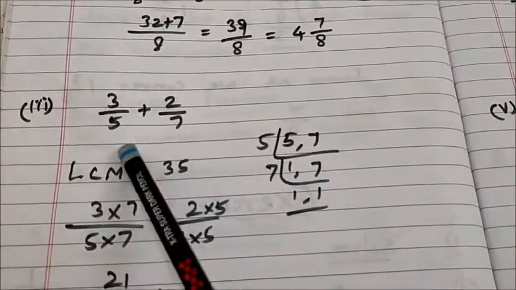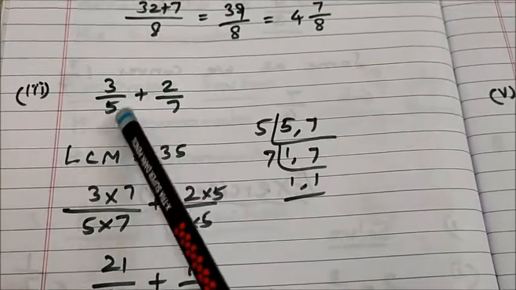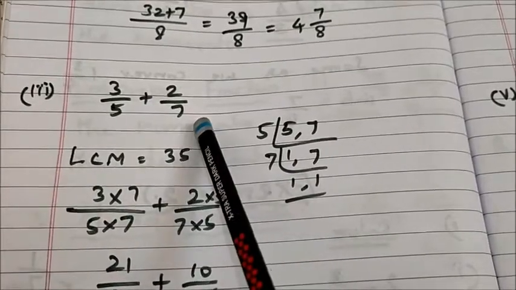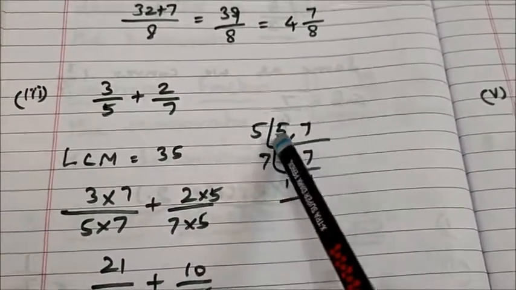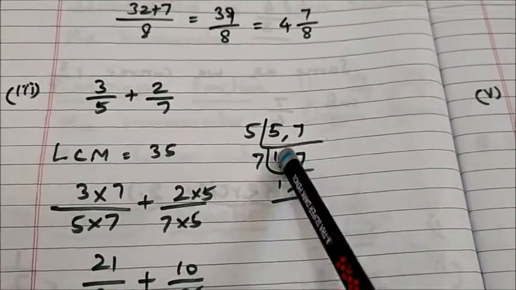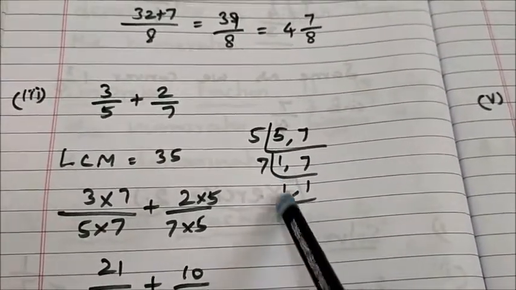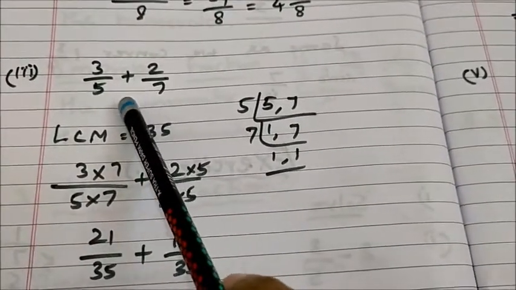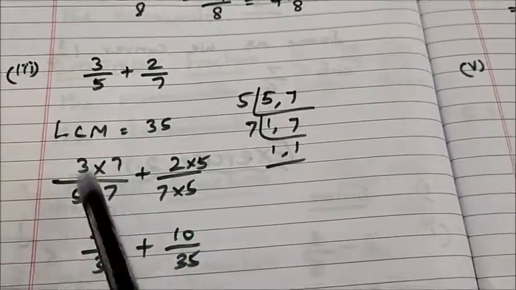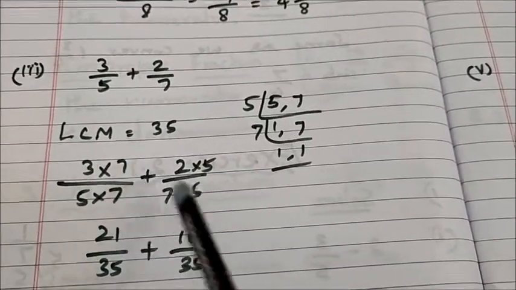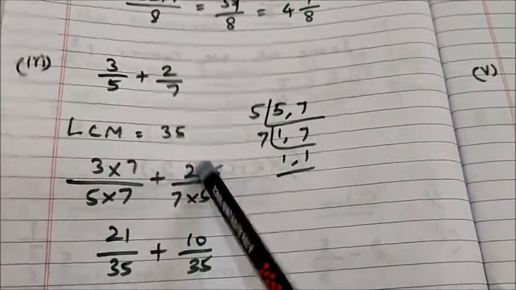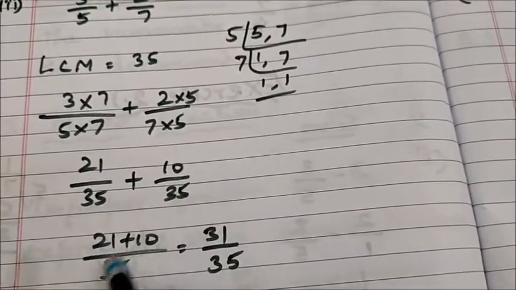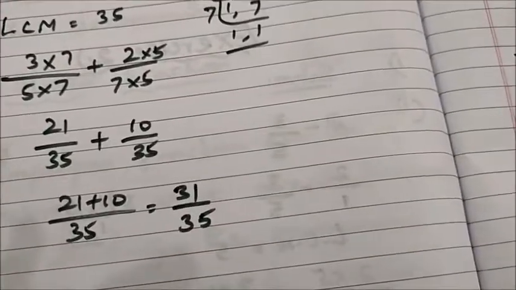And then 3 by 5 plus 2 by 7. The denominators are different, so we have to take the LCM of 5 comma 7. 5 goes into 5, 7 does not go, so you simply write 7. So 5 7s are 35, and we change the denominator to 35. We also multiply the numerator: 7 5s are 35, so 21 by 35, 10 by 35. So we write 35, and 21 plus 10 is 31 by 35.